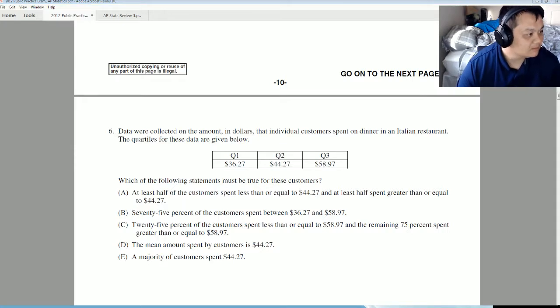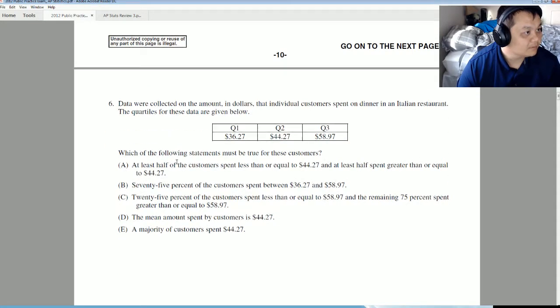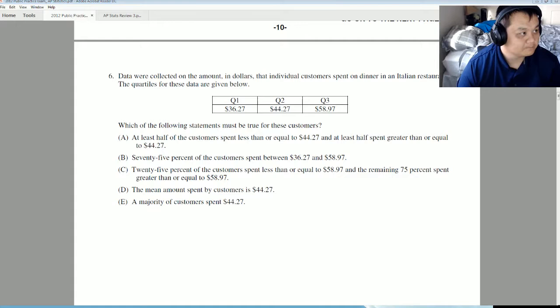6. Data was collected on the amount in dollars that the individual customer spent on dinner in an Italian restaurant. The quartiles are given. Which of the following is true given the quartile information?